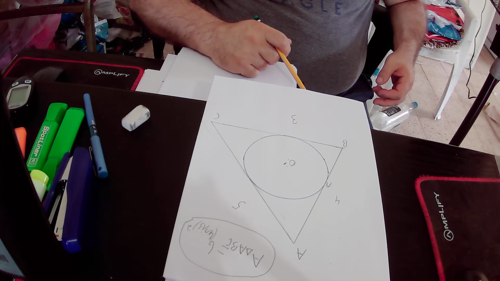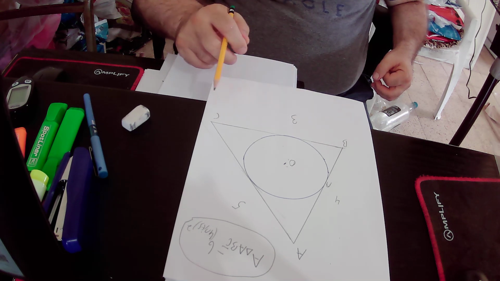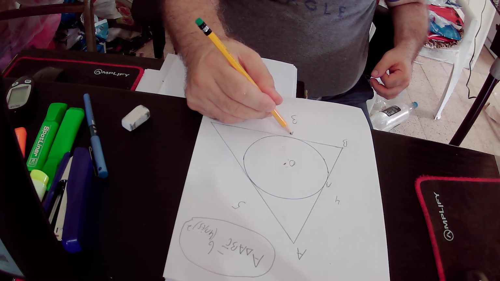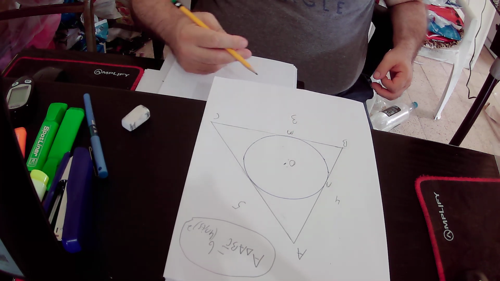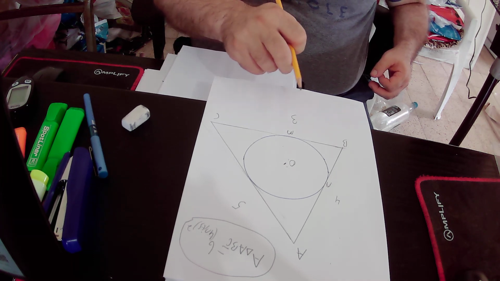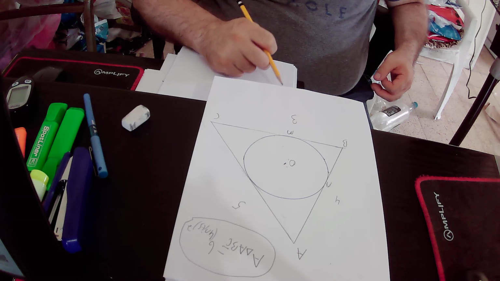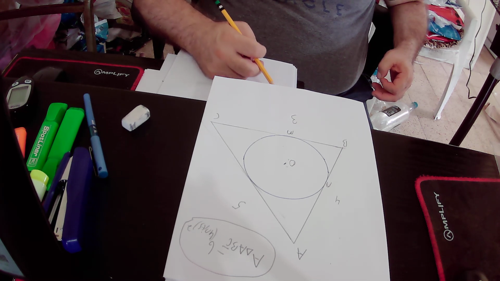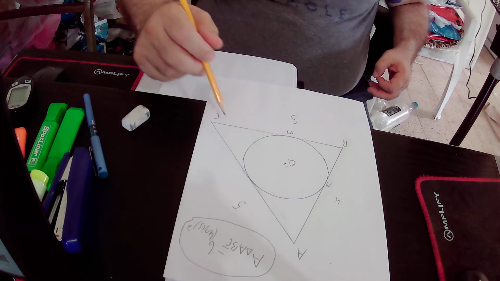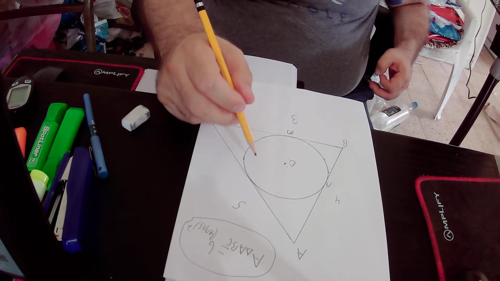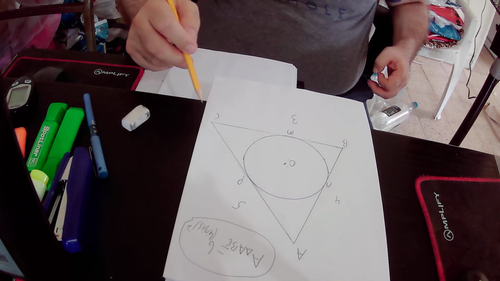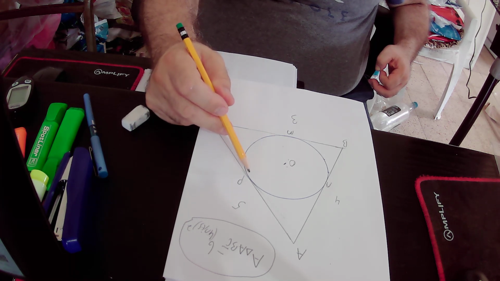In the same way, we will call the touching point between side BC of the triangle and the circle M, or we can say that side BC is tangent to the circle at point M. And let's call the touching point between side AC of the triangle and the circle P. So side AC of triangle ABC is tangent to the circle at point P.